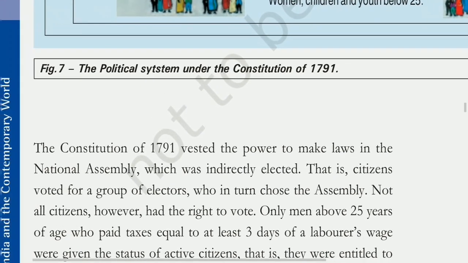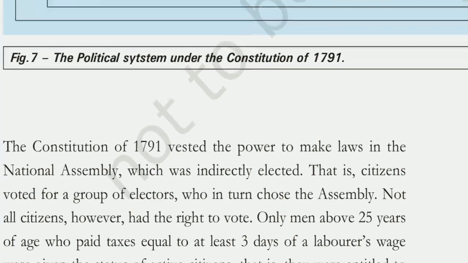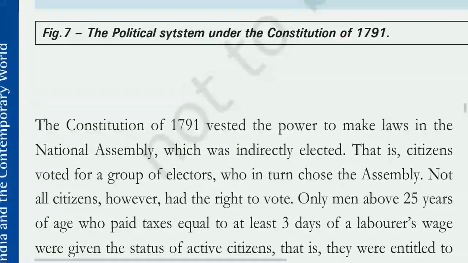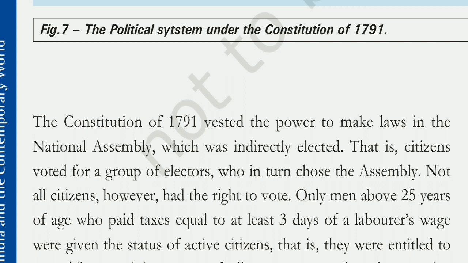Now let's move on. The Constitution of France of 1791 vested the power to make laws in the National Assembly, which was indirectly elected. Here, vested means inherent. Citizens who voted for a group of electors who in turn chose the assembly were assigned the making of the constitution. Not all citizens had the right to vote.